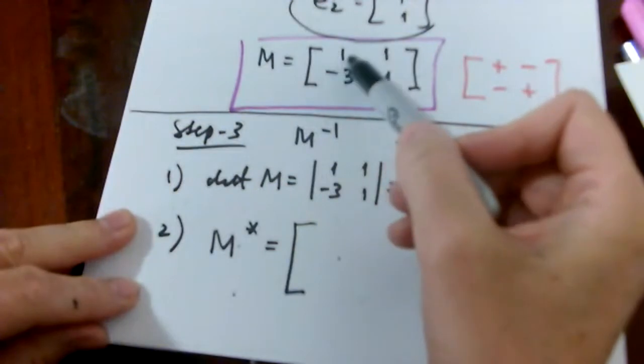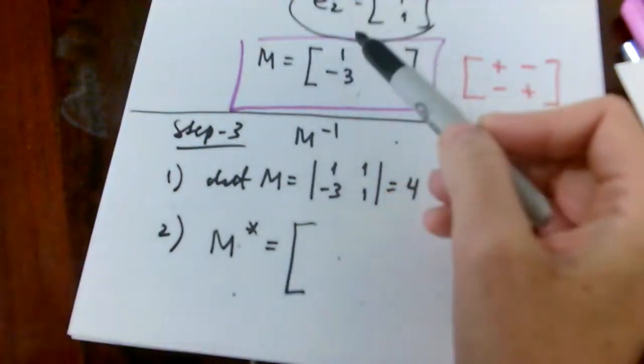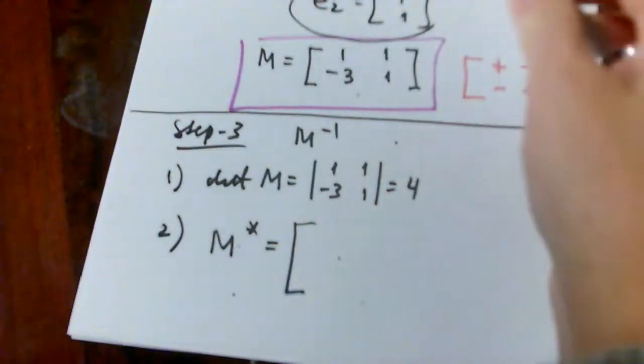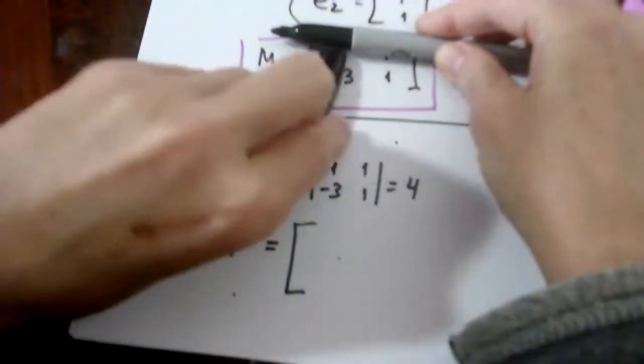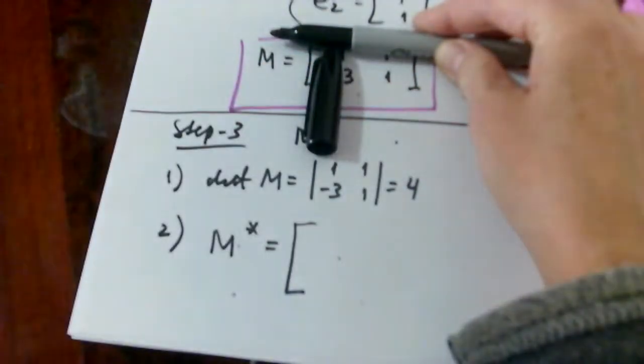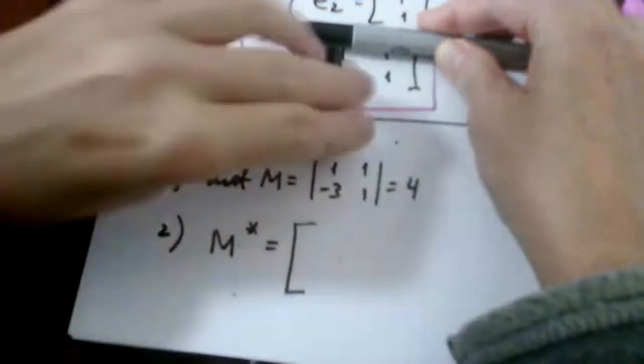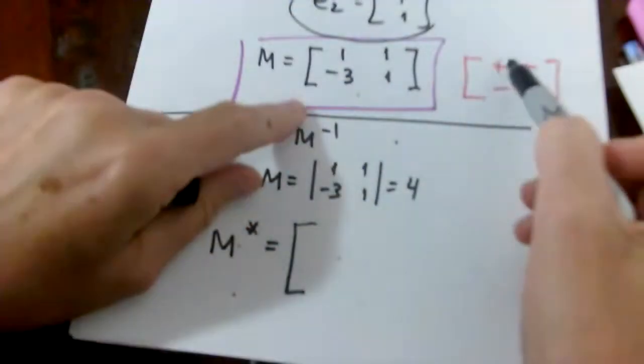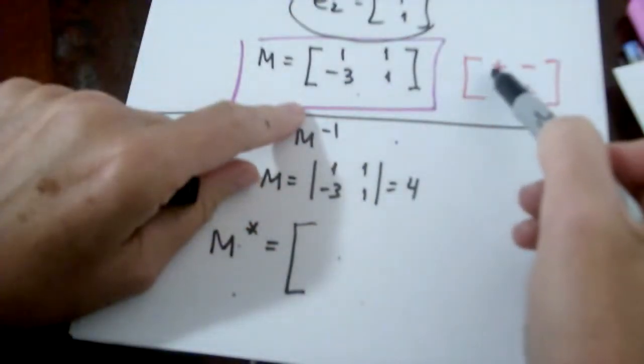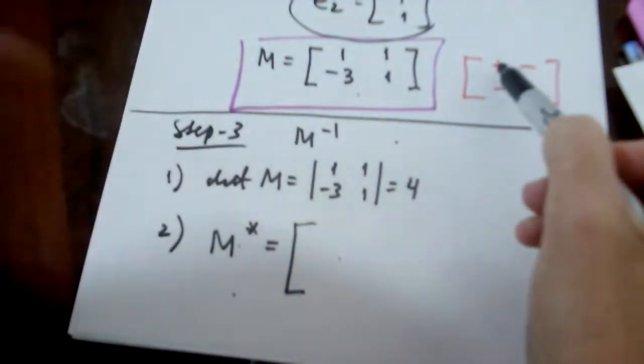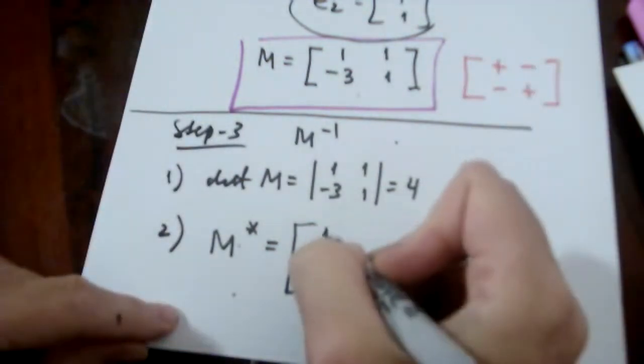The first element is 1 in the top left corner. How to find its cofactor? You need to cross out the row and the column where this element is located, and you are left with this 1. After that, you immediately look at the position sign. Plus means multiply your result by plus 1. It doesn't change anything, so 1 is the final result.